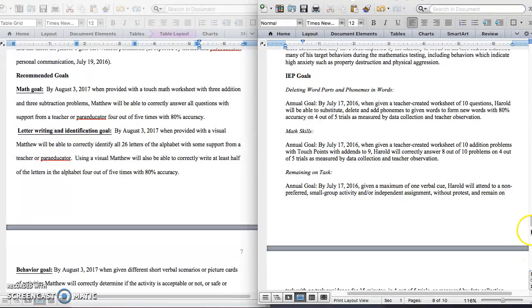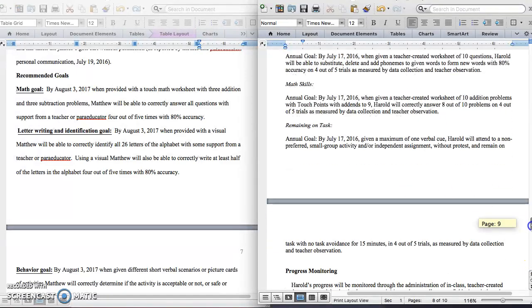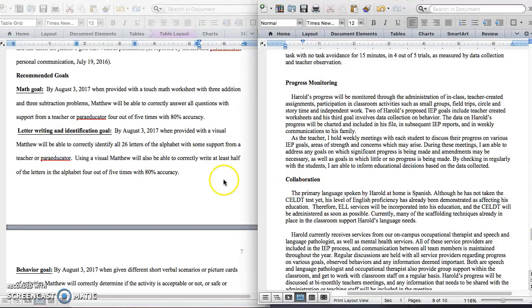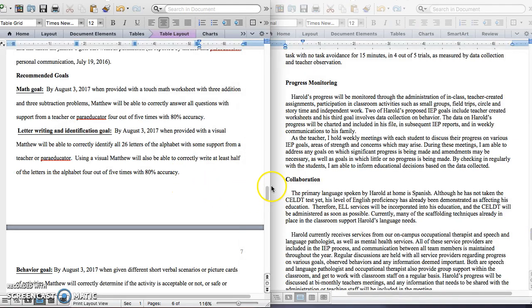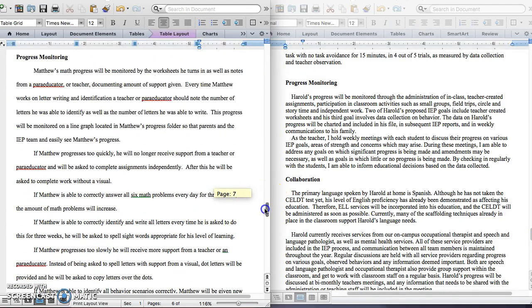So you can see that she put in the who, what, when, where, and why. Next, you're going to have the progress monitoring section, and this is where you're going to say, okay, these are our goals, and this is how we're going to make sure that not only myself as the case manager, but the teachers, maybe the paraprofessionals, the student, and the family will all be working together to make sure that Harold and Matthew are working towards their goals.